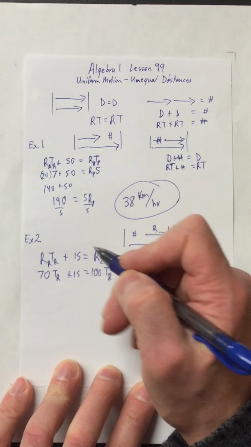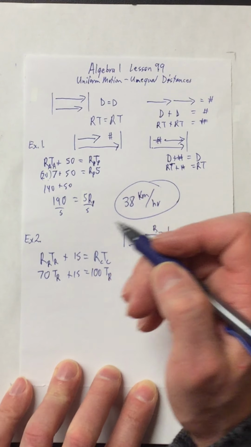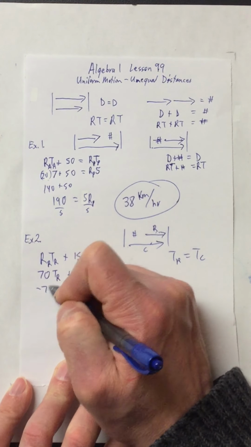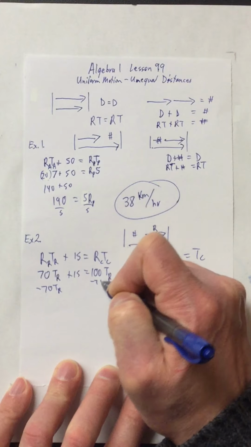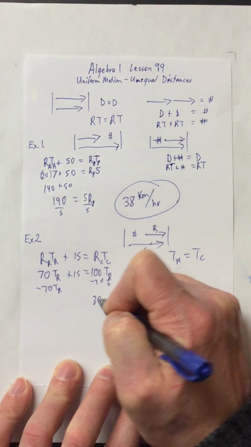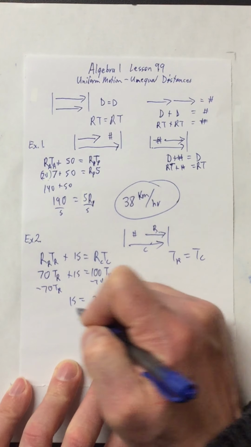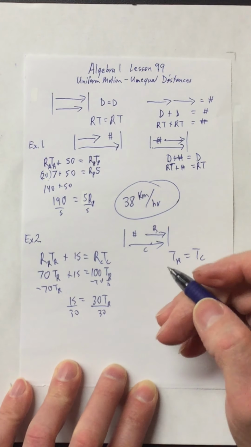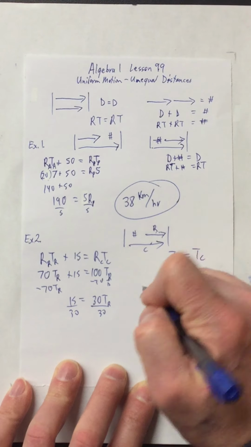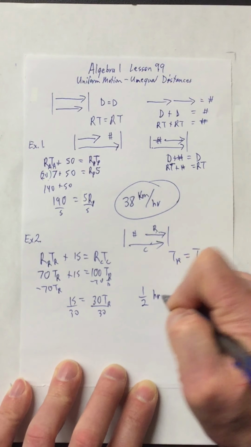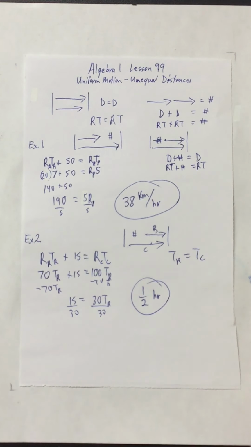Okay, so let's work on our math here. Subtract 70 TR from both sides, and it looks like we get 30 TR equals 15. Divide by 30, divide by 30. That reduces to 1/2. It takes half an hour for Charlene to catch Rachel in whatever situation of movement they are in. Okay, I hope that makes sense there on how to set it up.